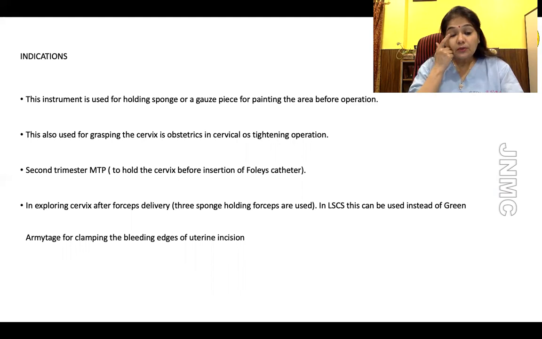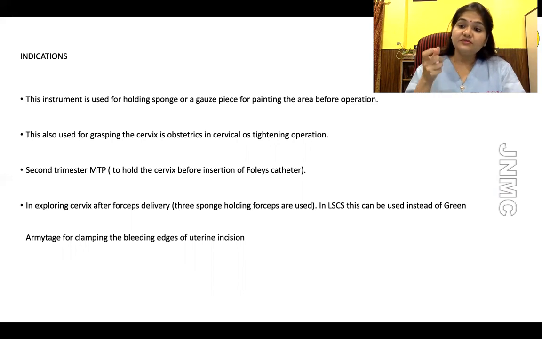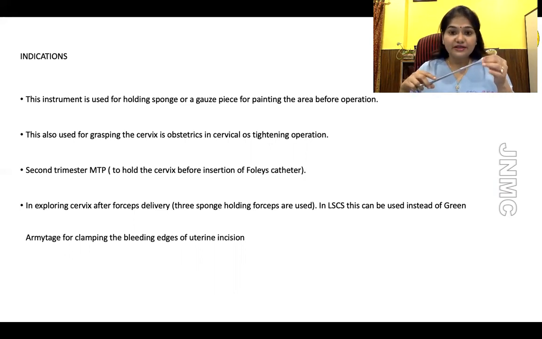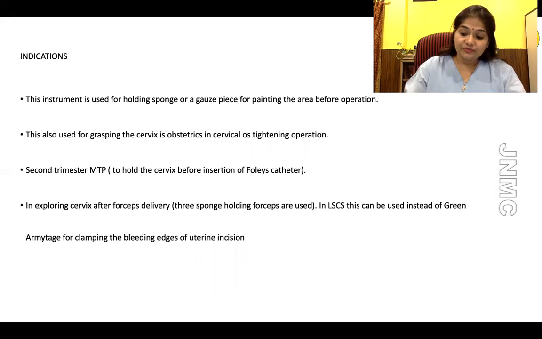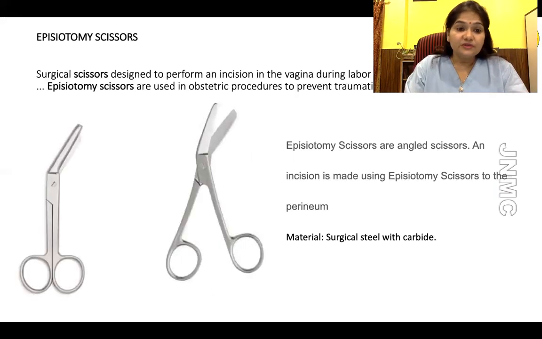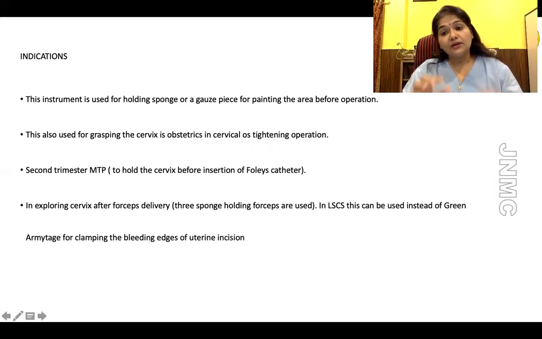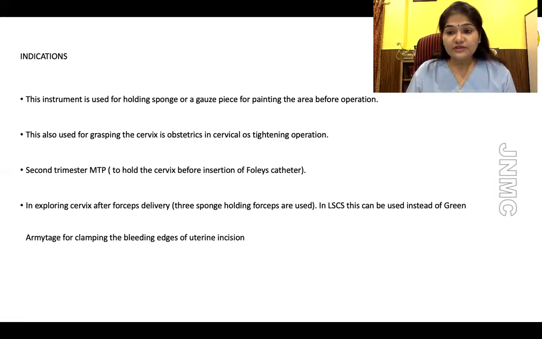Now, for a non-gravid cervix, you always use a vulsellum, but a gravid uterus or cervix is very soft, very vascular, and very fragile. So you use an instrument which doesn't have a sawtooth edge. It is better than your vulsellum or Allis forceps. So you use it during pregnancy related procedures on the cervix, right? Post delivery also you can use it for exploring the cervix. You will require two sponge holders for exploring the cervix or even for cervical os tightening surgery.